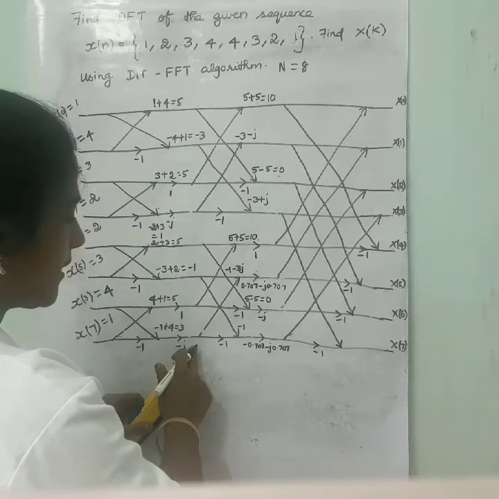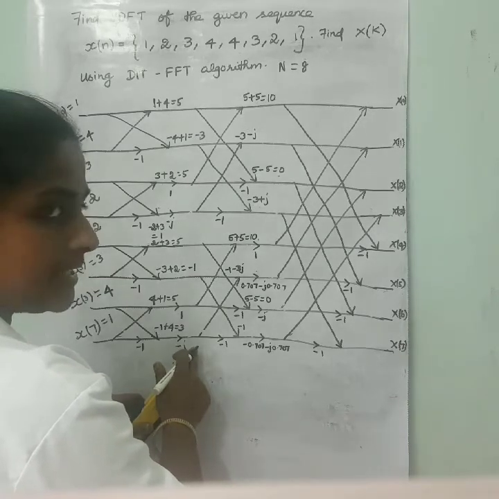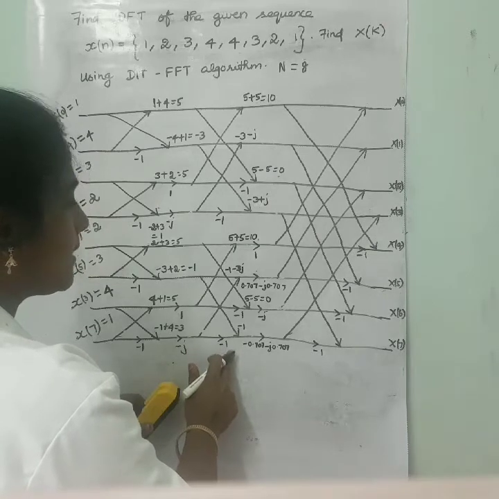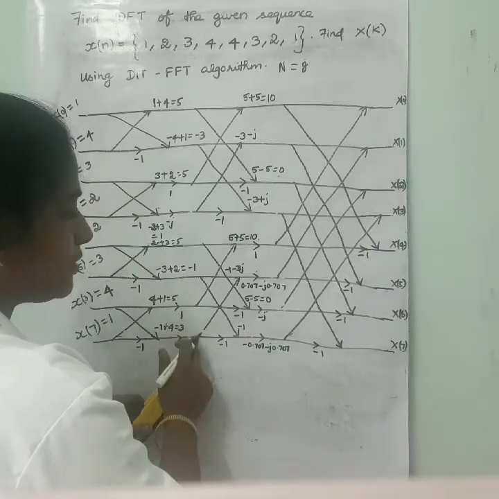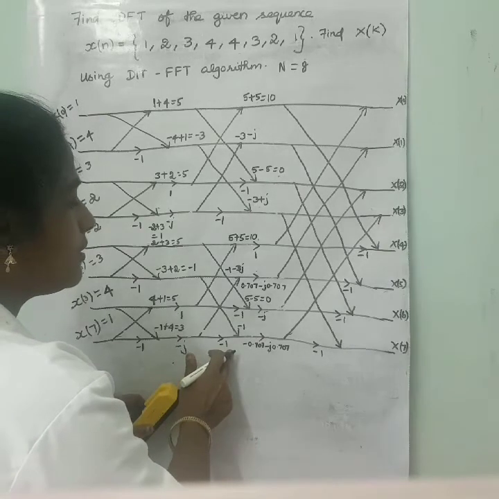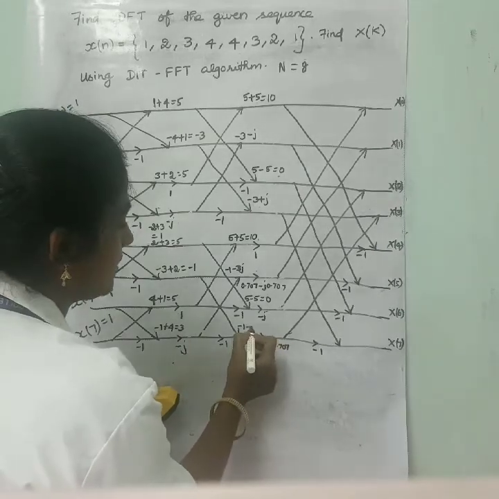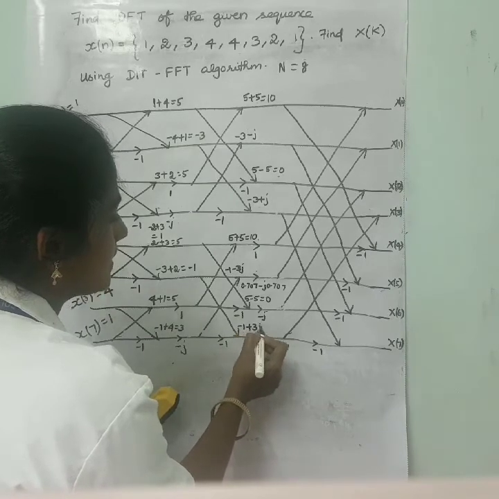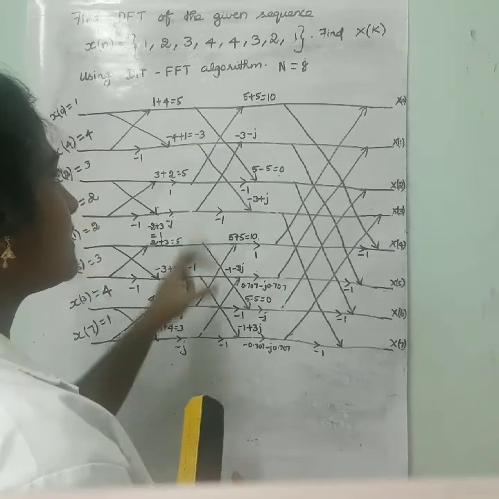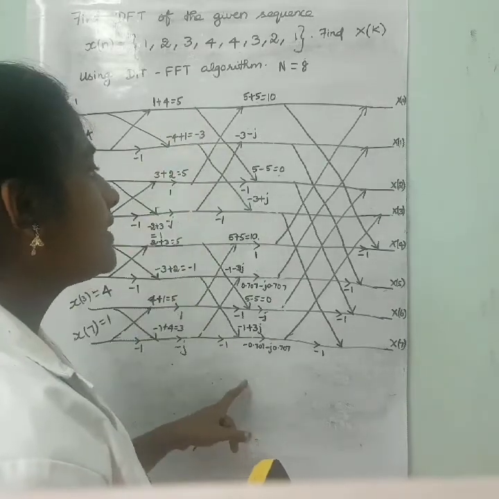3 into minus j is minus 3j. Minus 3j into minus 1 is plus 3j. So our answer is minus 3j, minus 1 plus 3j. Now this is the answer for our second stage.